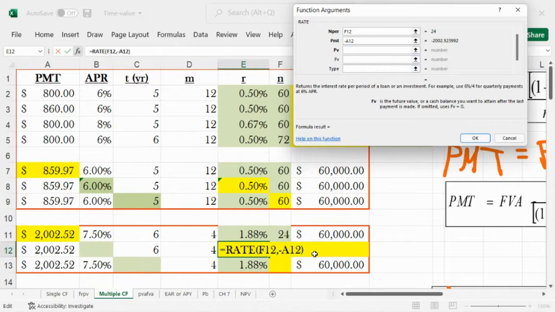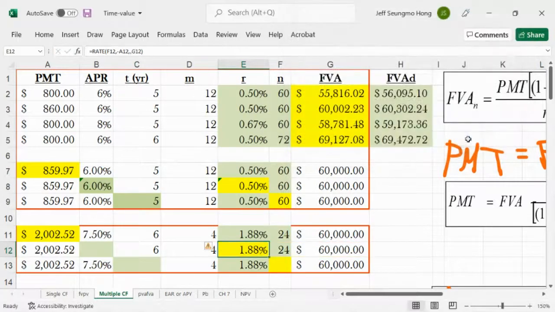Future value, we have the target future value, which is in where? G12. So G12. Then nothing to enter there. Type, because it's ordinary annuity. And then we'll get exactly, we see something already here, 1.88. Then you multiply this by 4, and you get 7.5.